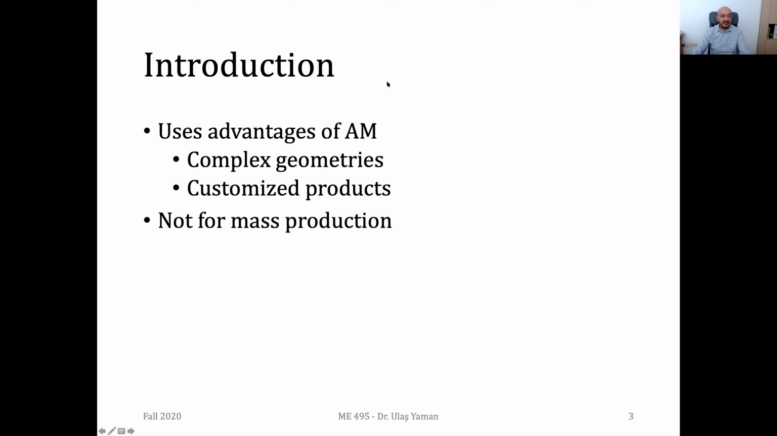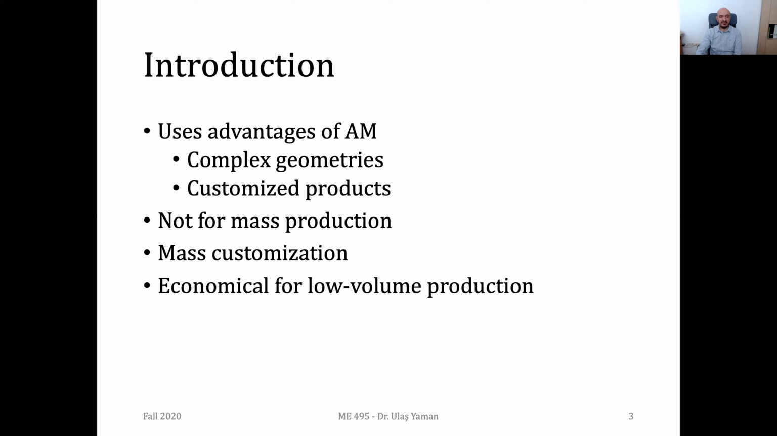But it's obviously not for mass production. For mass production, we have other conventional approaches. We need a transfer line with many stations, and each station is responsible for specific manufacturing tasks. But additive manufacturing is highly suitable for mass customization, which means that you can produce the same product with different properties according to the needs of the customers. And that's why we have customization, and we are producing it in huge amounts.